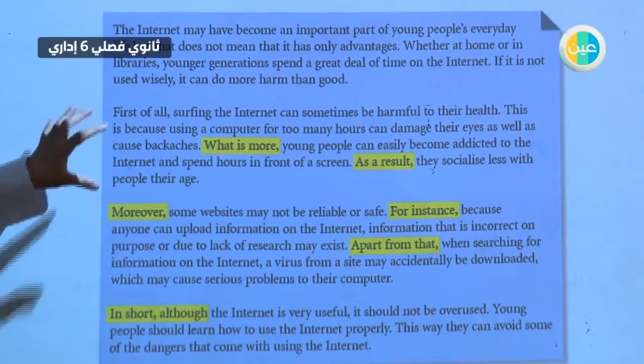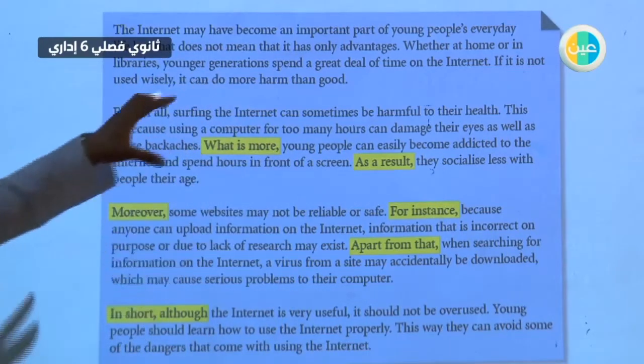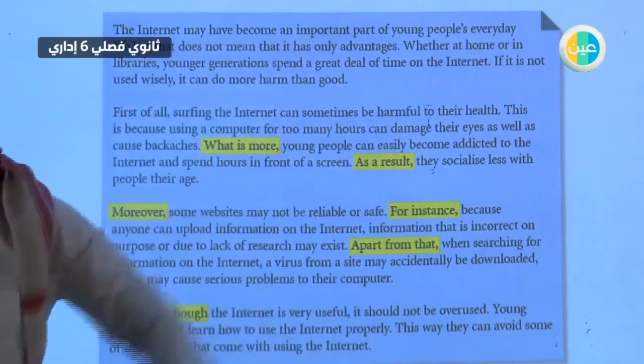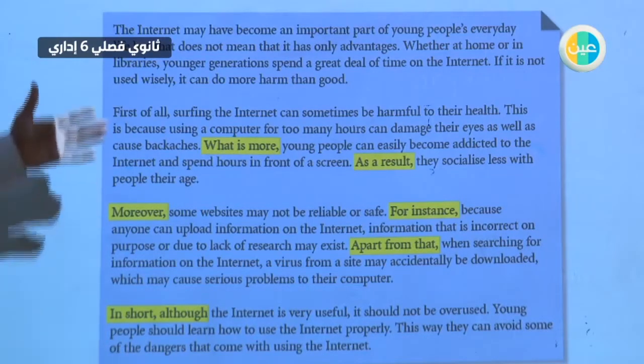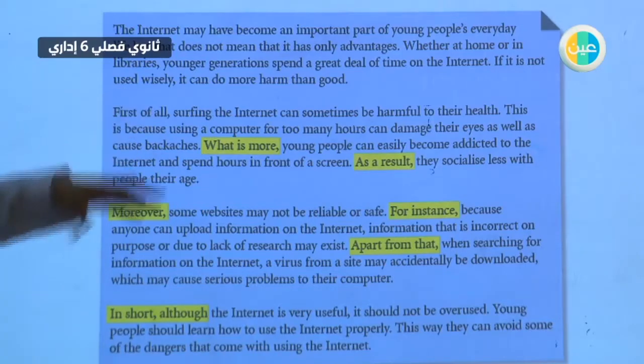So let's focus more on this part. What do you call this part? This is the introduction. So the writer here introduced the idea of the current situation. Let's move to the second part. And also it's more general.